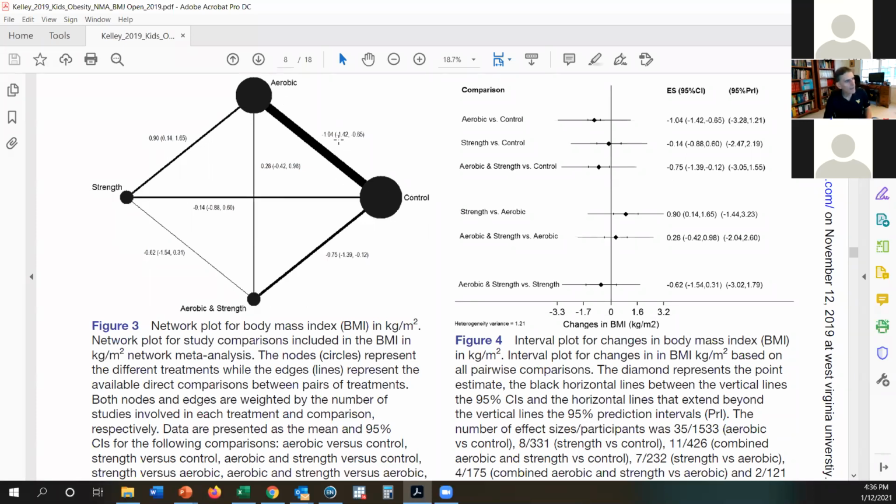And so because that 95% confidence interval doesn't cross zero, we may consider that to be statistically significant.